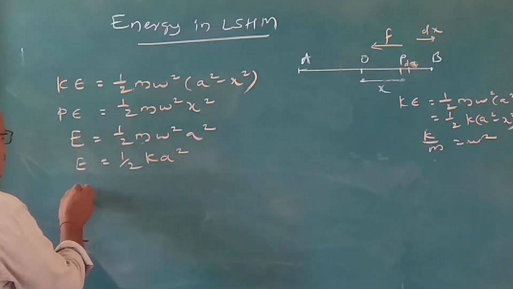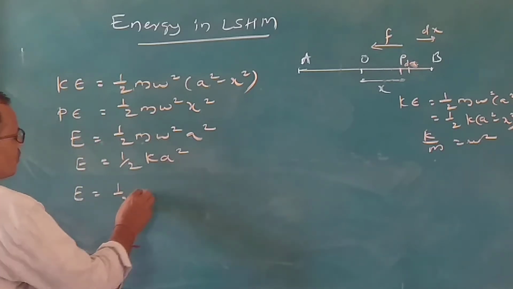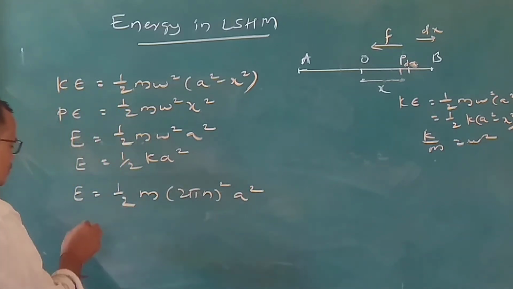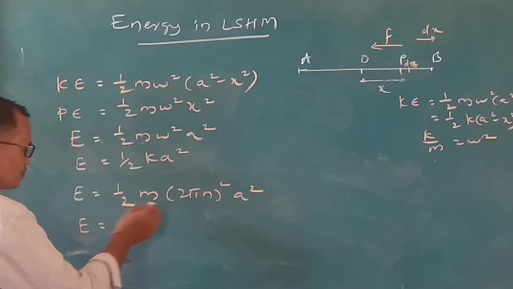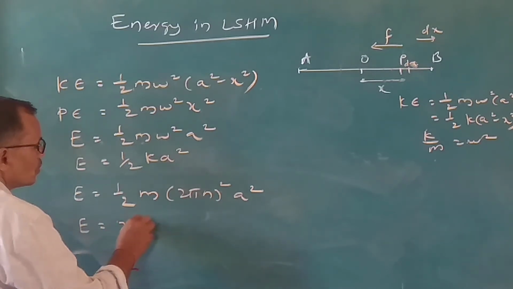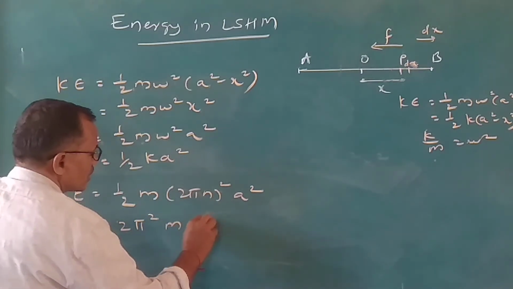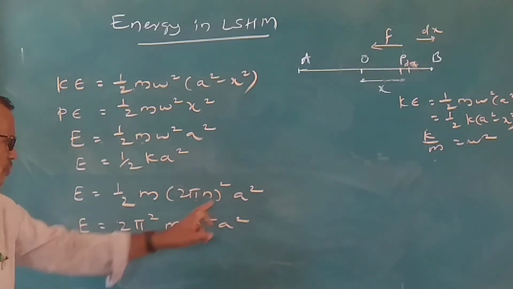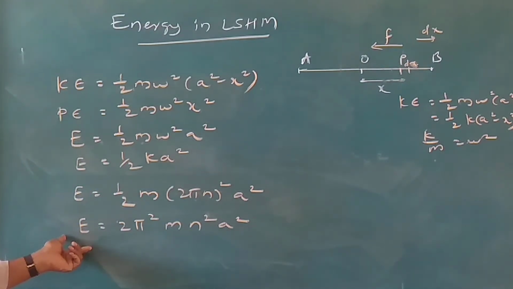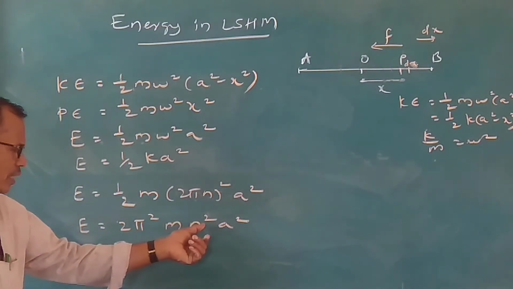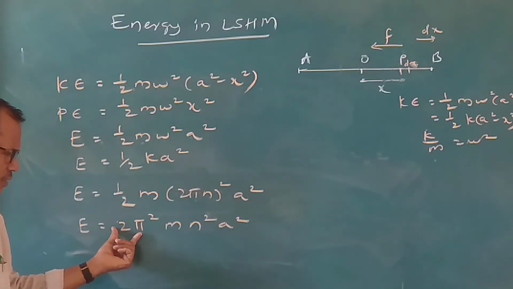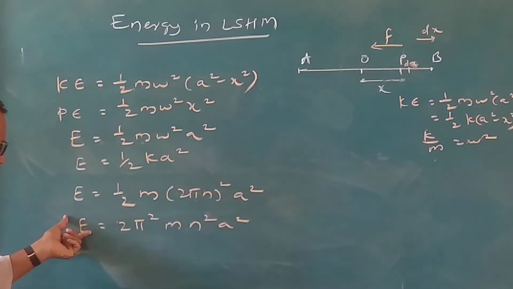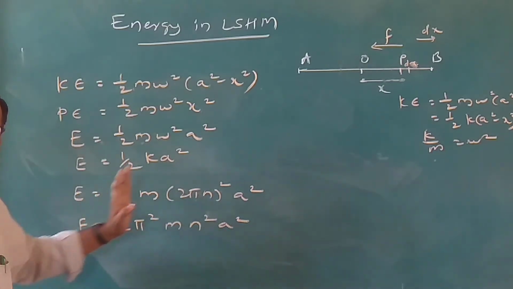Again we know that from this equation we can write E equal to 1/2 m omega square A square, where omega means 2 pi n. So it will become 1/2 m (2 pi n) square A square, which is 2 pi square m n square A square. That is, the energy in SHM equals 2 pi square m n square A square, where 2 pi square is constant. Correct? So we can say that the energy in SHM is directly proportional to mass, directly proportional to the square of amplitude, and directly proportional to the square of frequency.